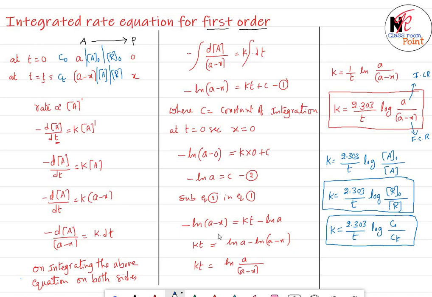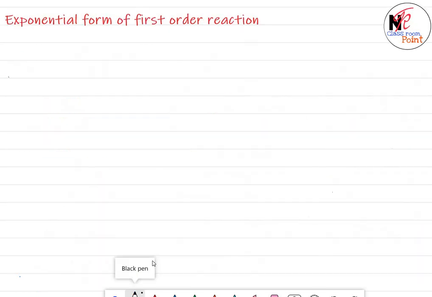Now let us see how to write this equation in the exponential form. You can take either this one or this one or this one, any one. Wherever a naught is there, you can substitute r naught or c naught. Wherever I write concentration of a, there you can write concentration of r, or ct, or a minus x. I'm just taking only one particular form for writing the exponential forms. Now let us see the exponential forms.